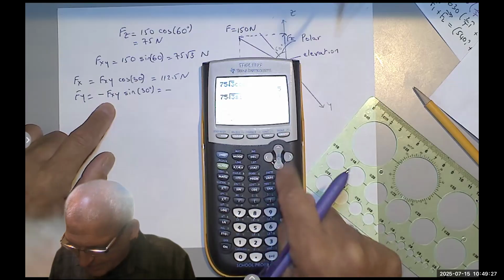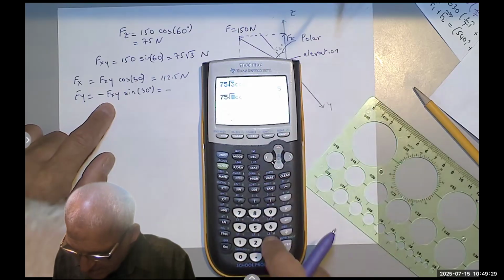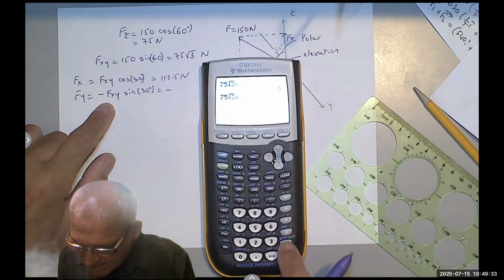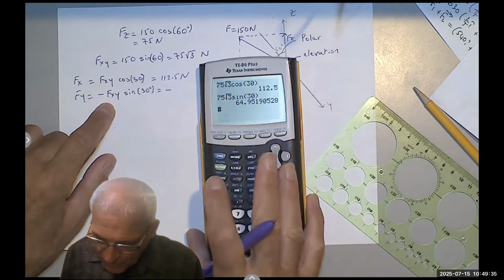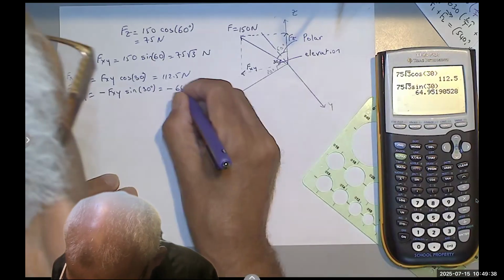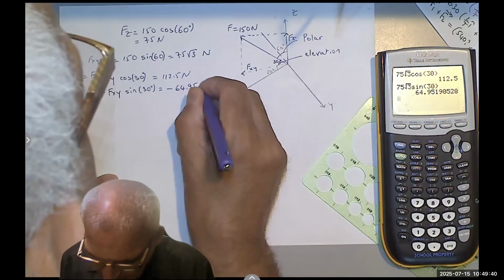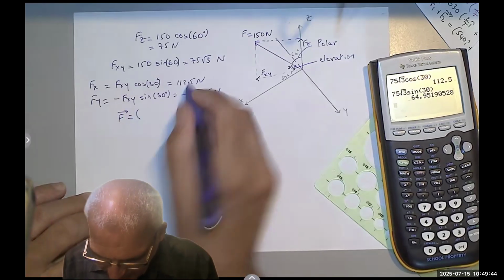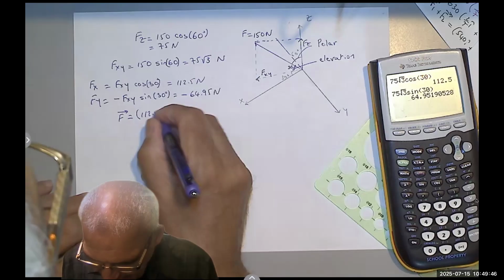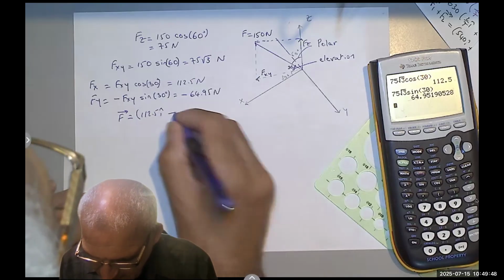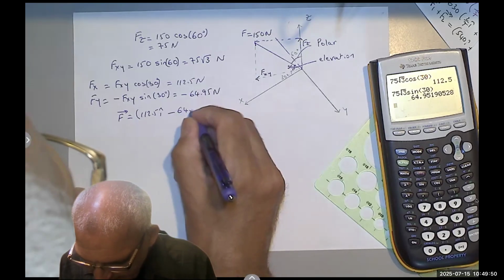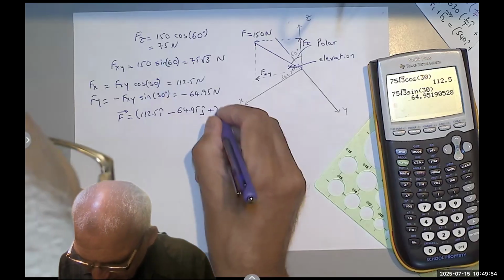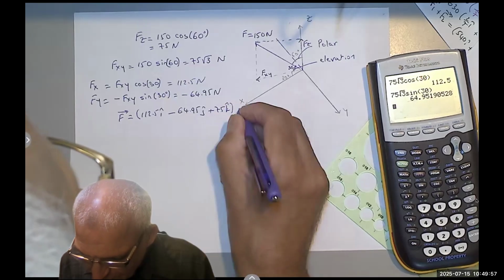Oops, no. Okay, it doesn't matter, just 3. And then when I come here, I write sine instead of cosine. So that would be 64.95 Newton. So my force as a vector now is Fx 112.5 i minus 64.95 j plus 75k Newton.